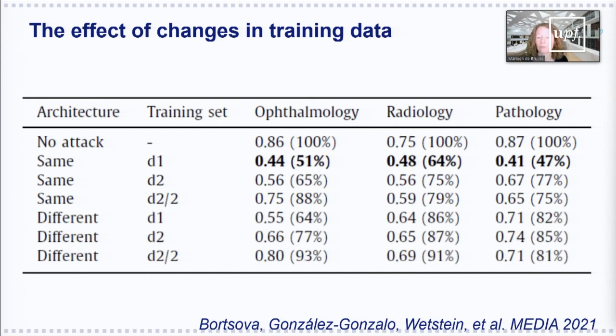And then when architectures are different, this effect is less clear. When both architecture and training data were different, but they're still a subset of the same data, so they have very similar properties, they're just not exactly the same images, attacked models keep around 80 to 90% of their original performance. And that is when only slight changes in the architecture and training data are made.